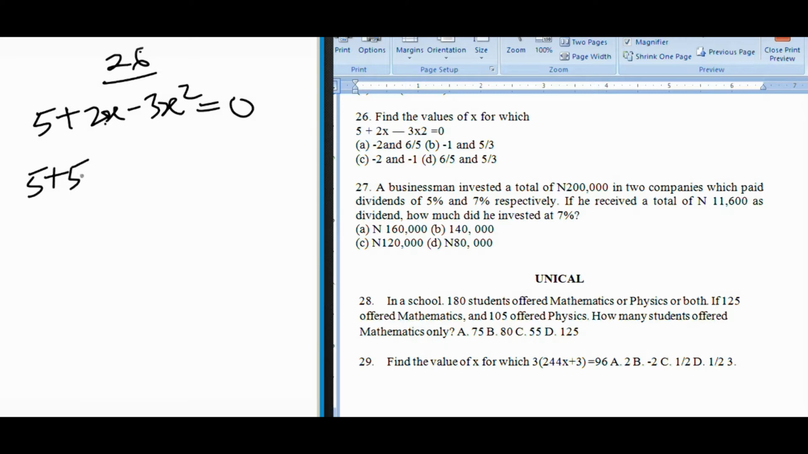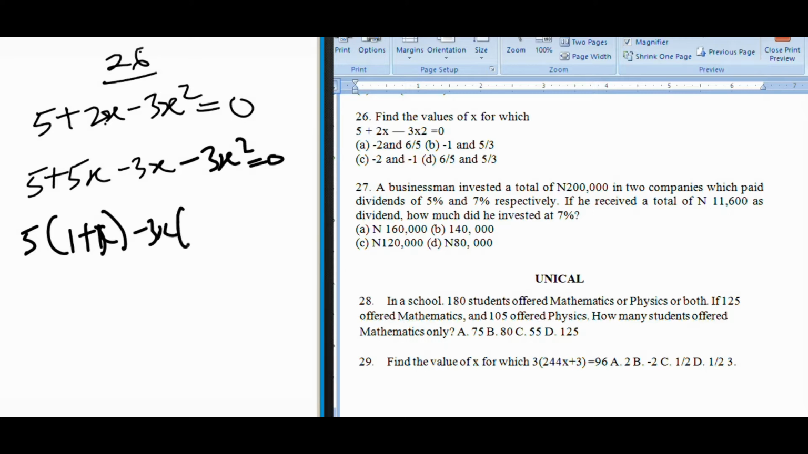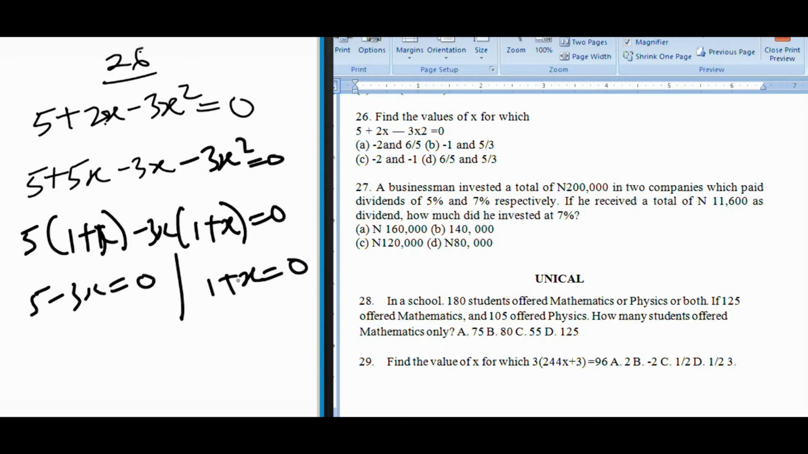Here 5 is common. We have 1 plus 1 x. Then minus 3x is common. Then we have 1 plus x equals to 0. Then once again 5 minus 3x into 1 plus x will be equals to 0. Which means 5 minus 3x is equals to 0, or 1 plus x is equals to 0. So x is equals to minus 1 or 5 over 3. And that is option B.